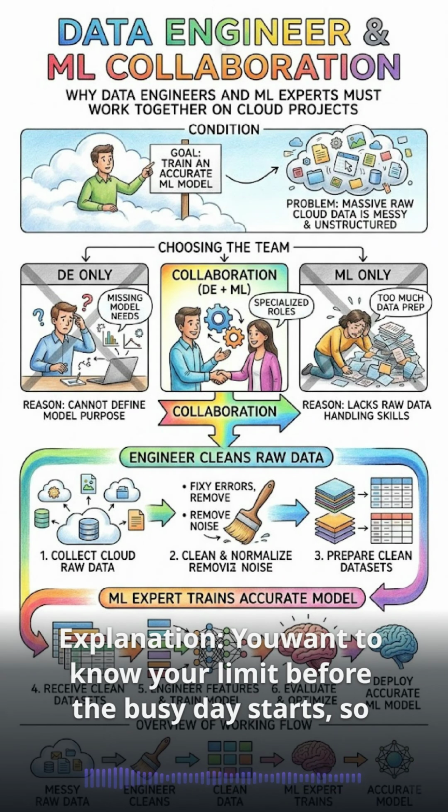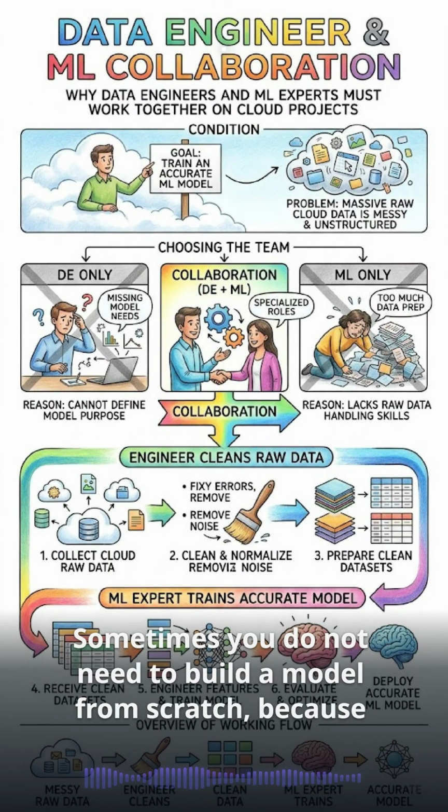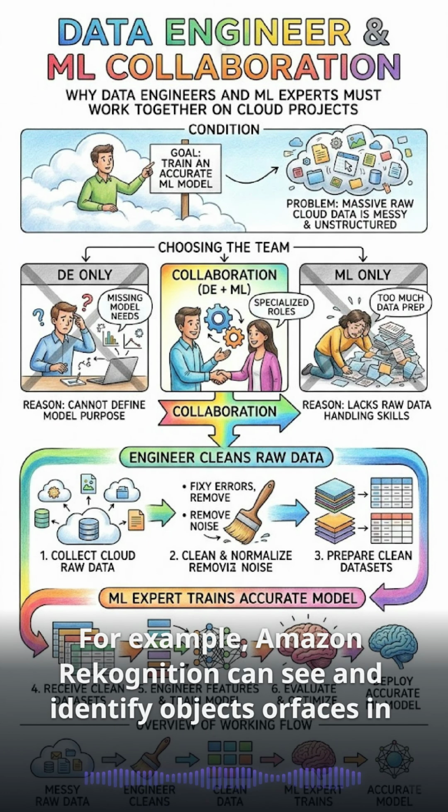Section 6. In Section 6, we will look at how to pick the right AWS service to solve specific business problems quickly. Sometimes you do not need to build a model from scratch, because AWS has pre-built AI services for you. For example, Amazon Rekognition can see and identify objects or faces in your photos and videos automatically.